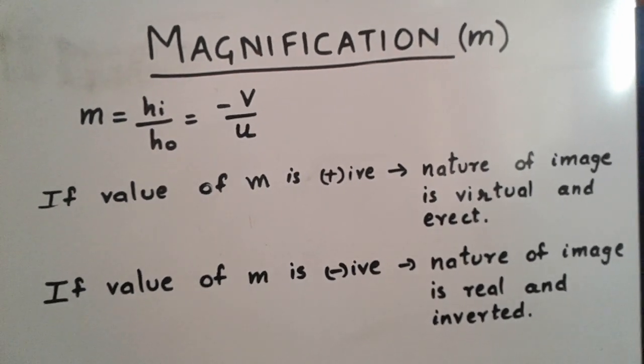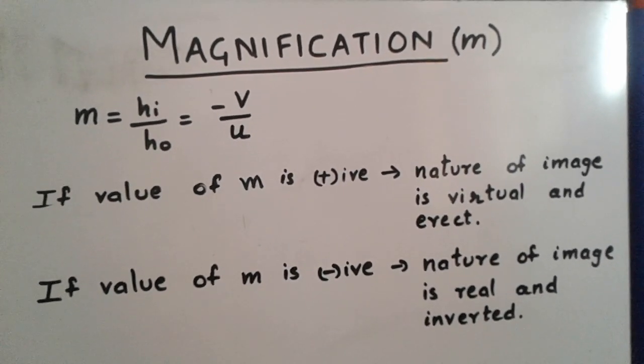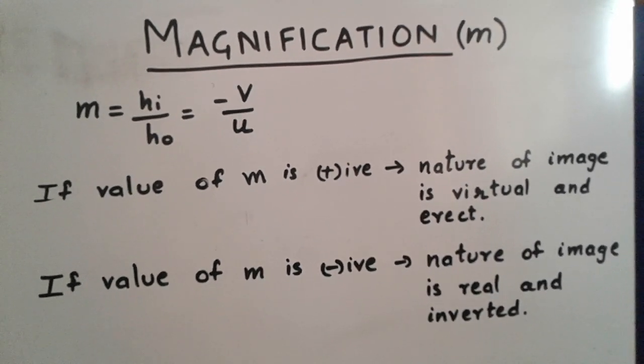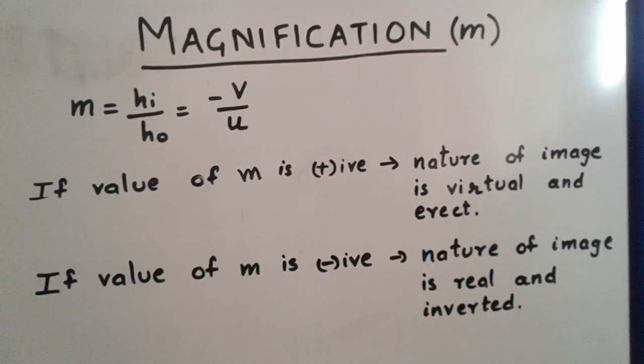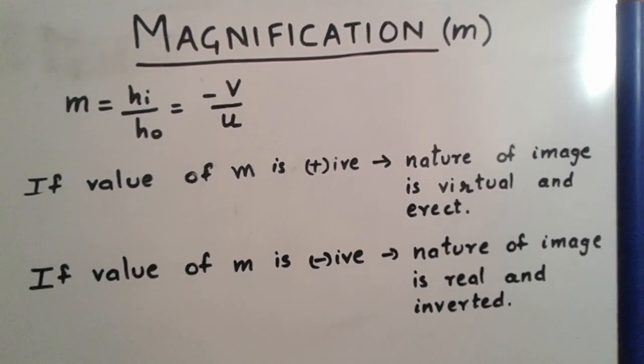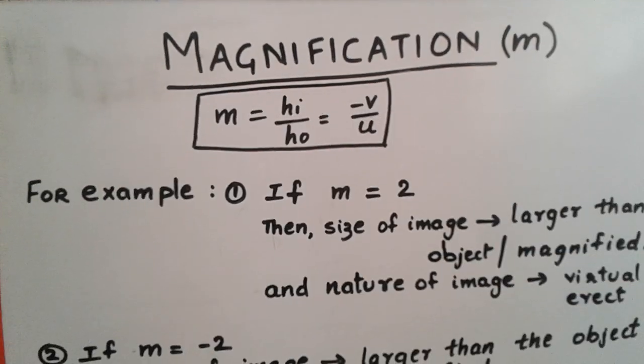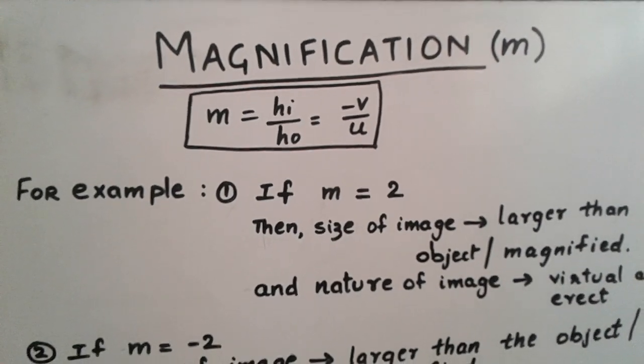And for the last case of the concave mirror, that is the 6th case, when the object is placed between F and P, the value of m will come out to be positive. This helps us to find out the nature of the image while solving numericals. We are going to see an example here.